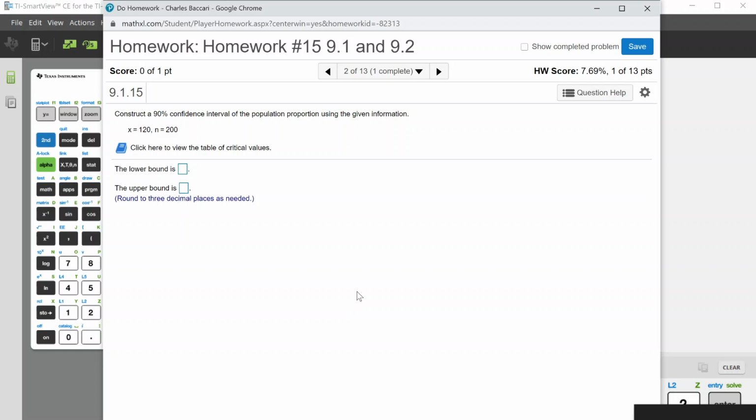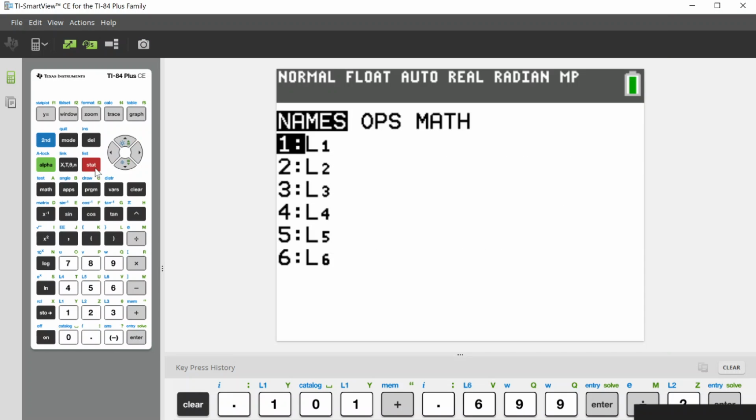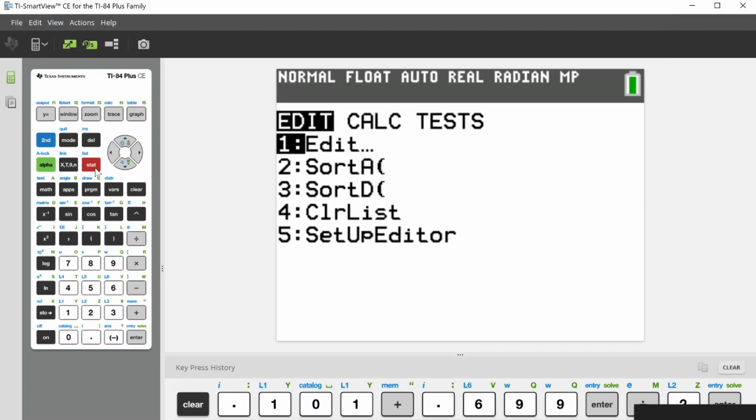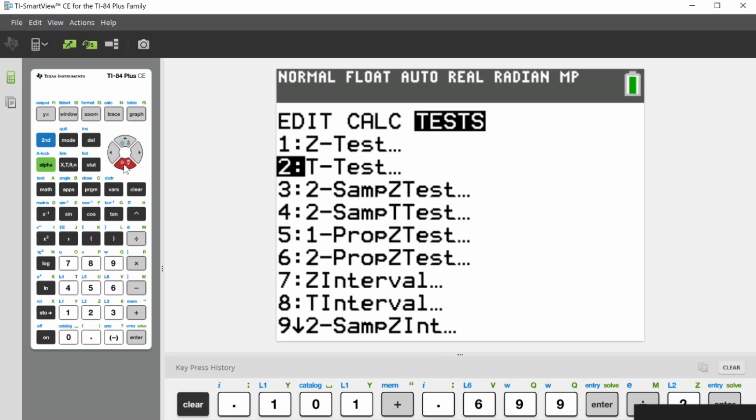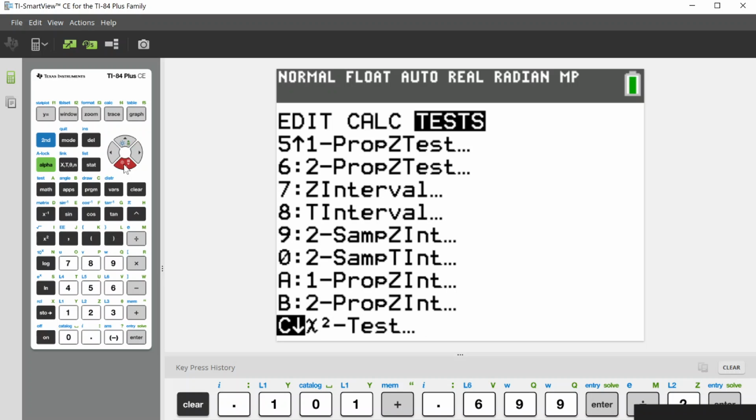I know if you use question help, it's going to give you some crazy thing. I'll show you how to do it. You're just going to push stat. Sorry, you don't need second. So push stat, go to tests. You're going to look for the one that says one prop z int.